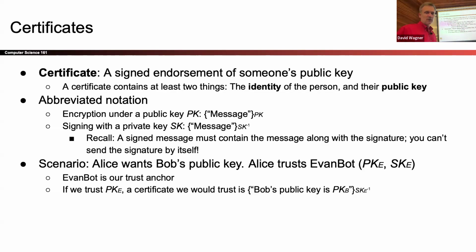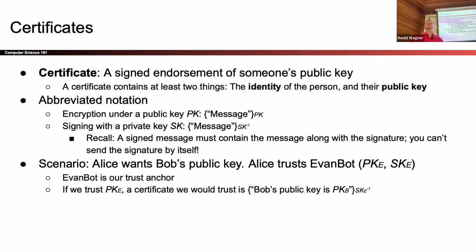So a certificate now is something like the bottom line here. You see this, Bob's public key is PKB. That whole thing signed with SKE. That's a certificate. So it's a signed statement. In this case, it's signed by Evan-bot's private key. What the statement tells us is what the public key of some person is. So it contains an identity, Bob, and it contains the public key, PKB. That's called a certificate.